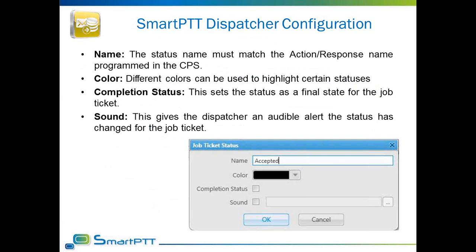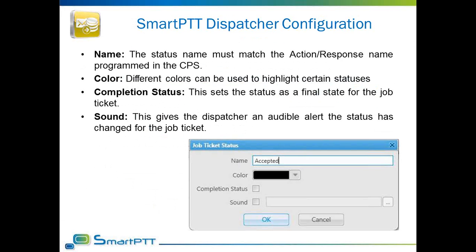And this shows creating the new status. First of all, the name must match the action response name programmed into the radio CPS. This way, when we receive that response, we can correlate it to the status. You can have different colors used to highlight certain statuses.